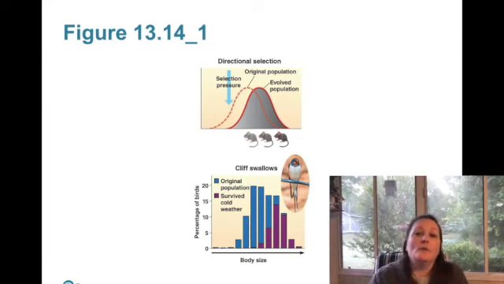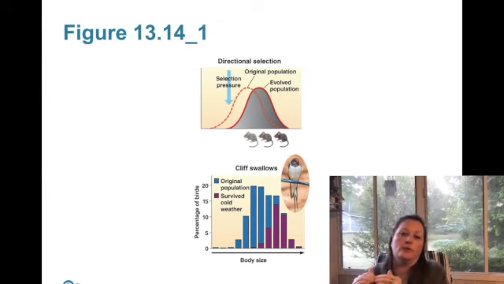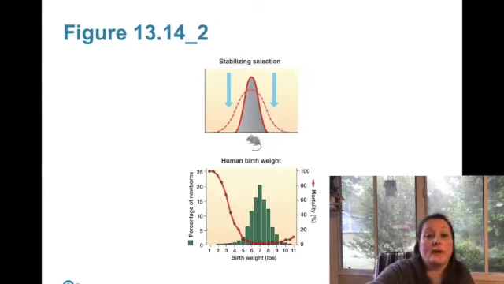So again, we have directional, where the whole thing shifts. They're showing you here an example of a bird. The original population was one way, they had a certain size. Then, in order to survive the cold weather, only certain sizes survived the cold weather, and those were the larger birds. And so after the cold weather, the whole thing shifted, and now all the birds are a larger size. So that's directional.